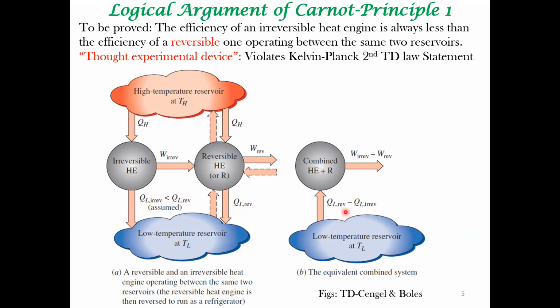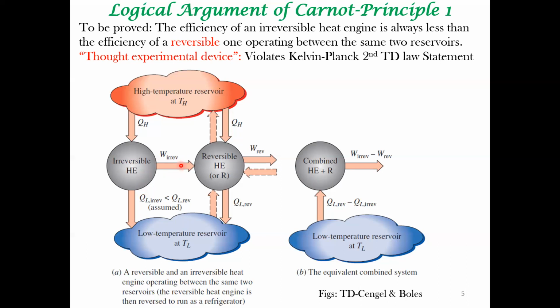How much is the heat that is obtained from the low temperature reservoir? That is equal to QL reversible minus QL irreversible. This entire amount of heat is obtained as work. So what is the problem here? This is a violation of the Kelvin-Planck statement of the second law of thermodynamics. What this proves is that this is not possible. That is, the efficiency of the irreversible heat engine can never be greater than that of the reversible heat engine.